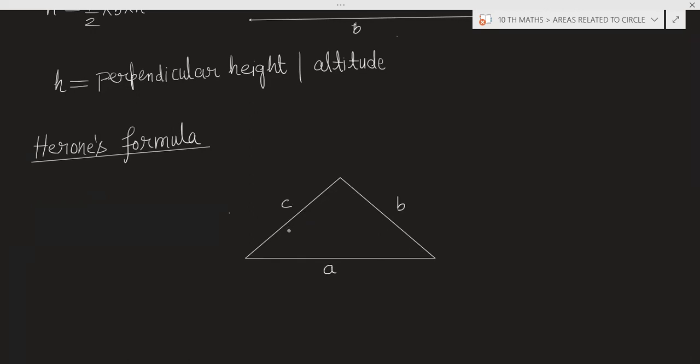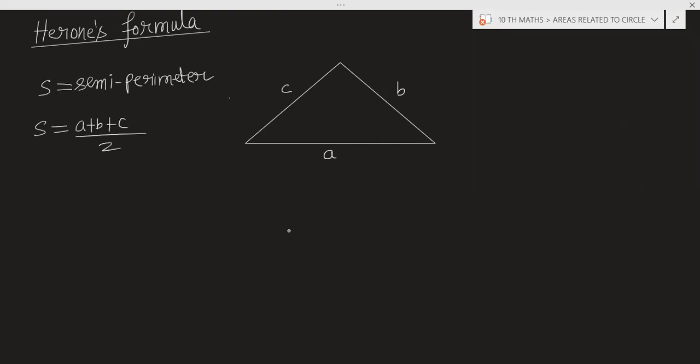Now here, instead of perimeter, there is a term semi-perimeter. Semi-perimeter means half of the perimeter. So semi-perimeter S is A plus B plus C divided by 2. If you want to find the area of a triangle with Heron's formula, it will be under root of S multiplied by S minus A multiplied by S minus B multiplied by S minus C.